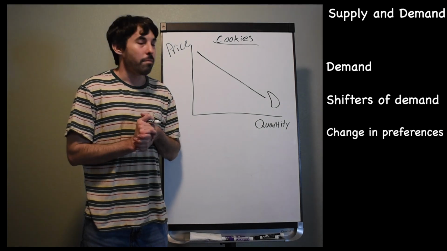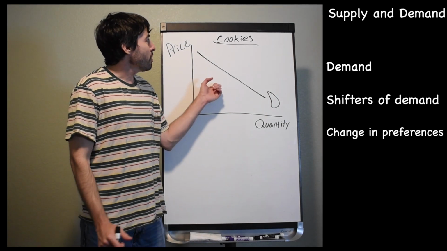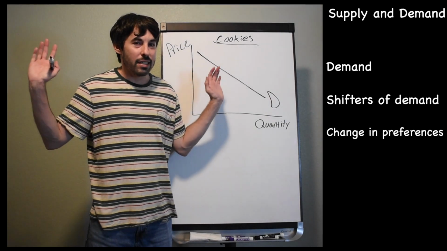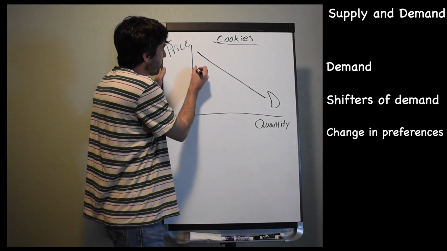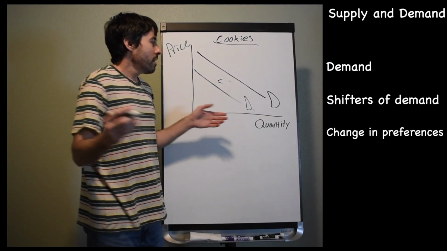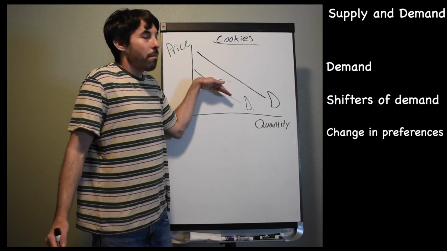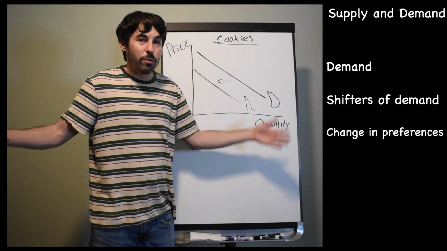Things that cause the demand curve to shift. First would be a change in taste and preferences. For cookies, if people are like, hey, I'm on a diet now and I don't want to eat cookies anymore because they're so sweet, the demand curve could shift to the left. We'd label that D1. And we'd be like, hey, demand is now lower. People aren't eating cookies, so at every given price, demand is lower, nobody wants them.